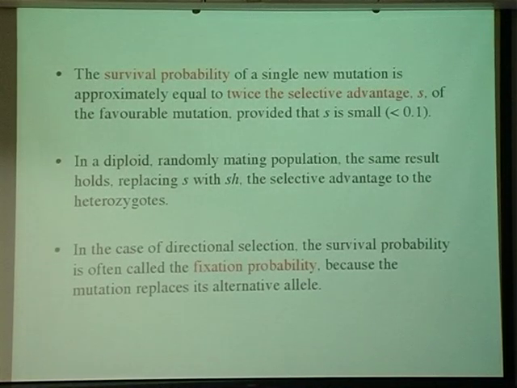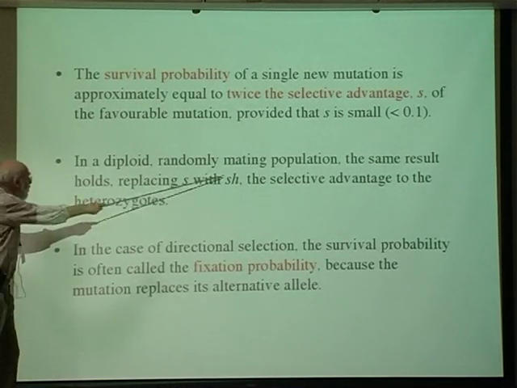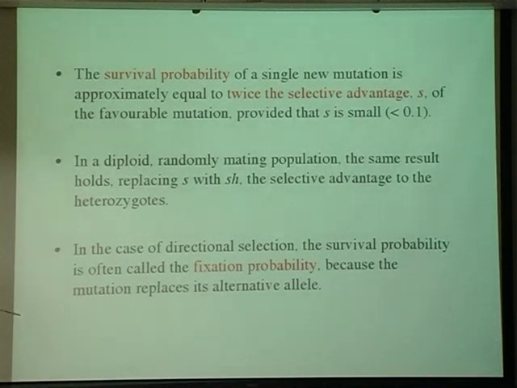And you get the same result in a diploid randomly mating population. We replace S with SH, the selective advantage to the heterozygotes. In the case of directional selection, we often call this the fixation probability, because if the mutation survives this random loss, it will spread all the way through the population and replace the alternative. That's what we call fixation. With balancing selection, of course, we're only really concerned with it getting itself into the population and sitting there.